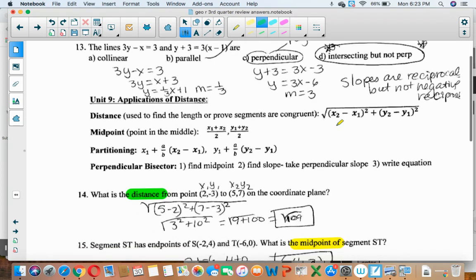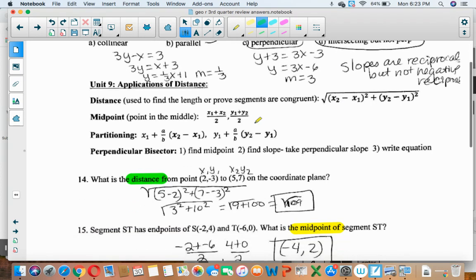And what we were doing in this last unit is applications of distance. So we have our distance formula that's used to find the length of something. I use that if I want to prove that segments are congruent. And there's my distance formula, square root x2 minus x1 squared plus y2 minus y1 squared.